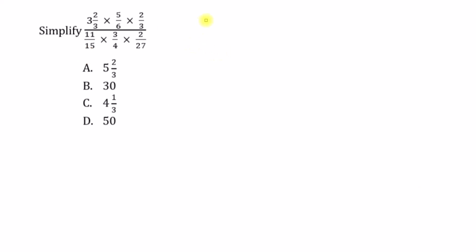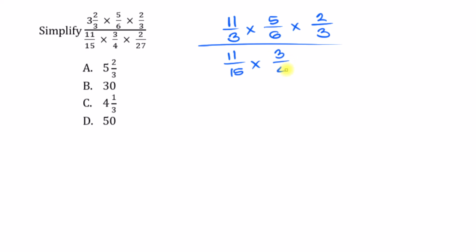Okay, this is quite an interesting one. Let's just first convert to proper fractions. 3 whole number 2 over 3 will become 3 times 3, that is 9, plus 2, we have 11 over 3, times 5 over 6, times 2 over 3. And we are dividing all of this with 11 over 15, times 3 over 4, times 2 over 27.